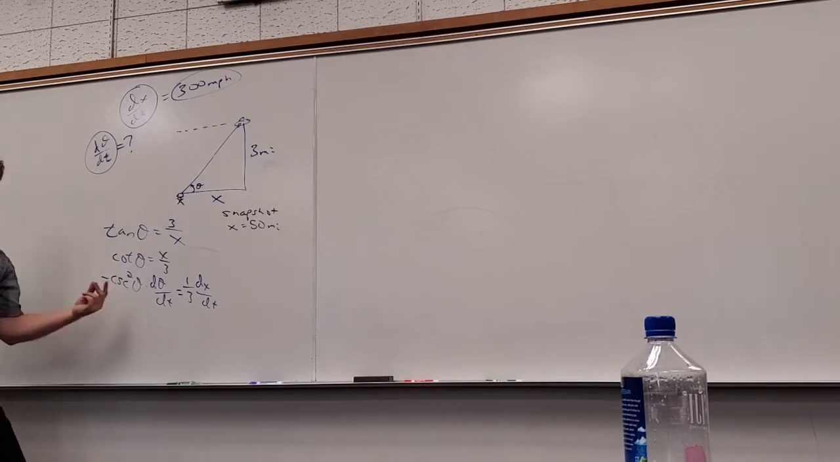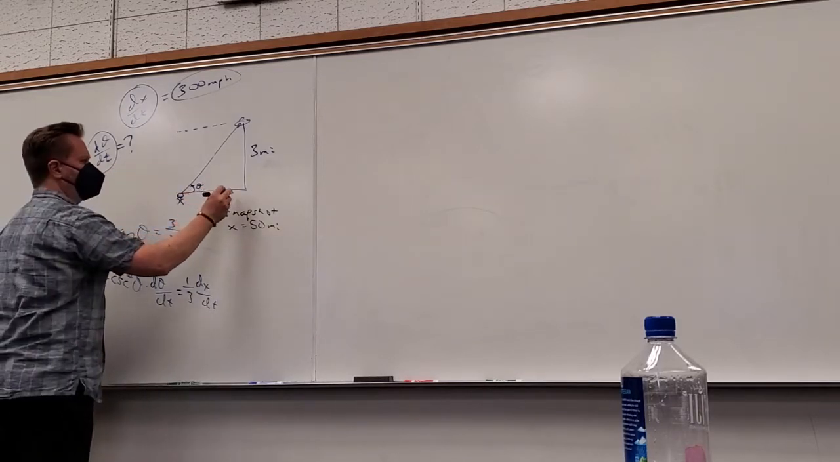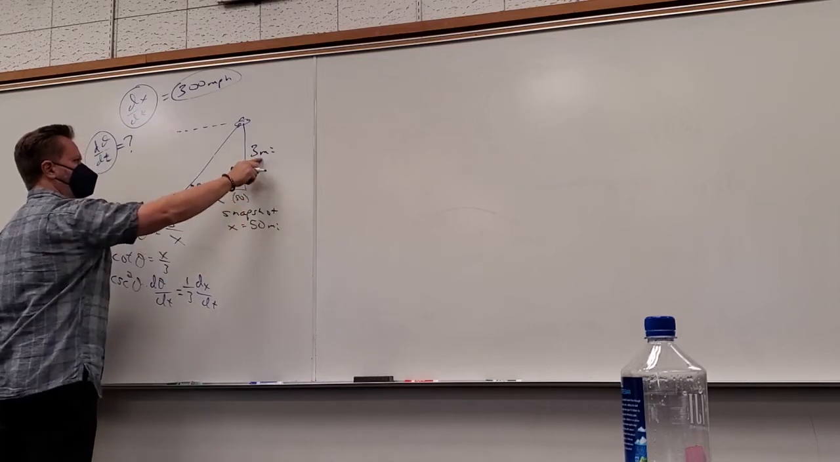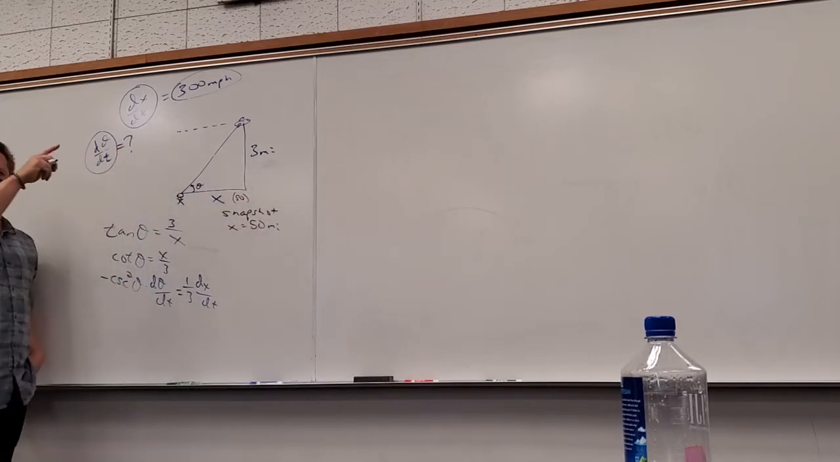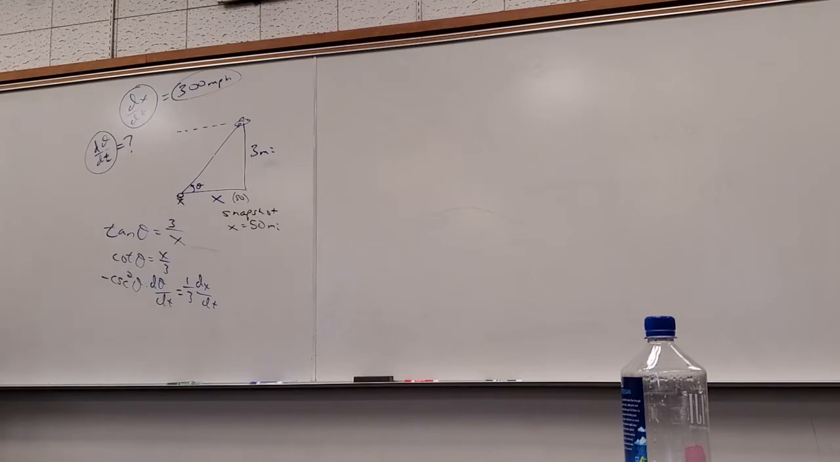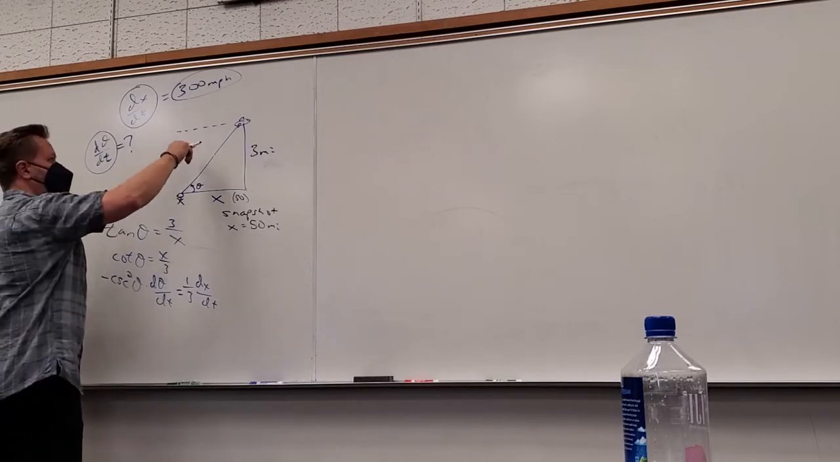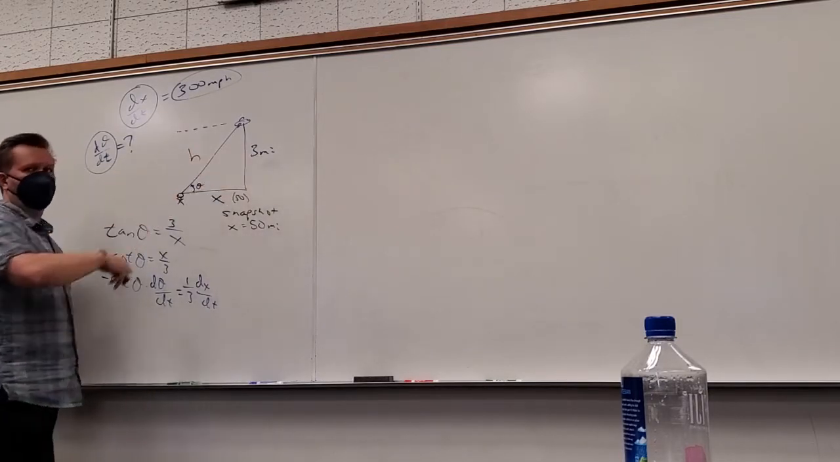If I knew what cosecant was, I could square it, put it right there. So what do I need to know? Now I know this is 50 at the snapshot. That's 3. What's cosecant in general? What sides of the triangle is cosecant all about? Adjacent over opposite? No, that's cotangent. Hypotenuse over opposite. Yes. Cosecant is hypotenuse over the opposite side.